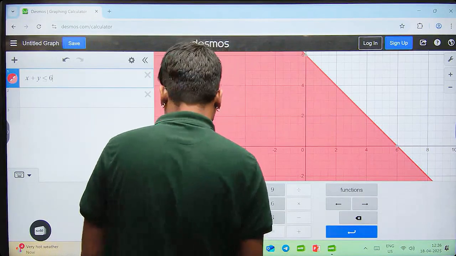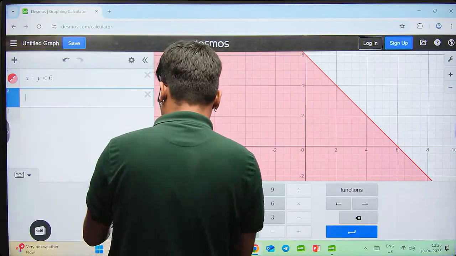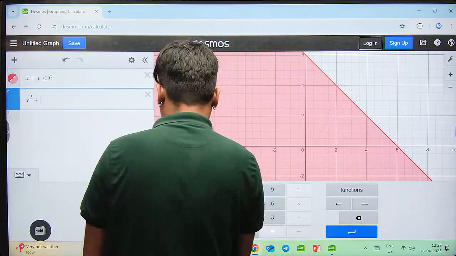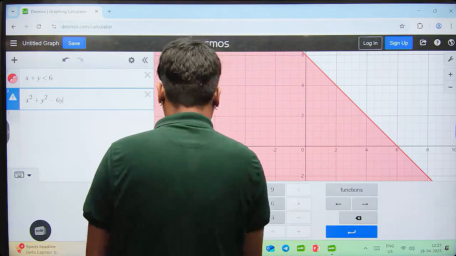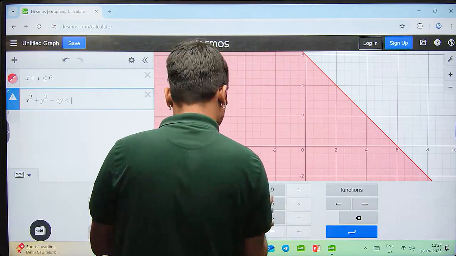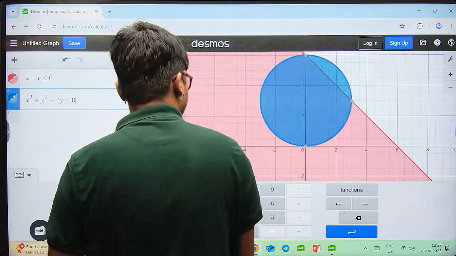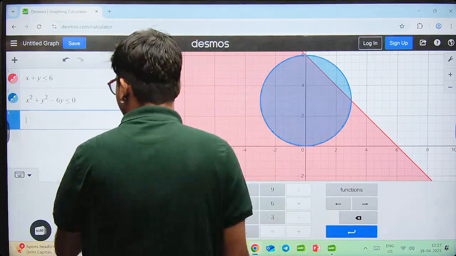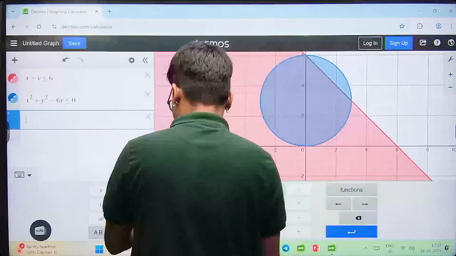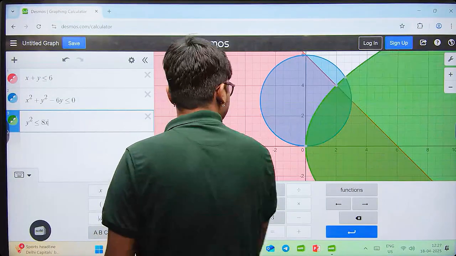Okay, that's the first one. What was the second one? The circle, right? So x square plus y square minus 6y less than or equal to 0. This is what you get. And the third one was y square less than or equal to 8x, right? Cool.